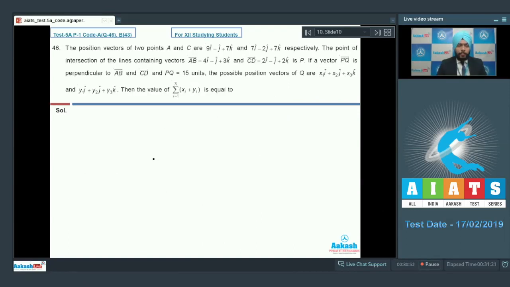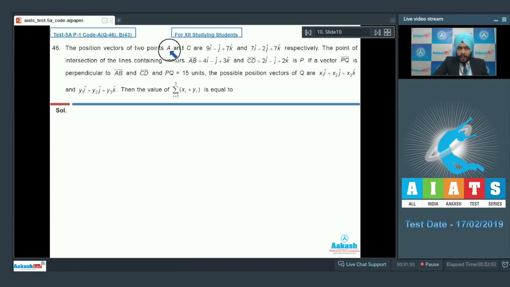Question number 46 says that the position vectors of 2 points A and C are 9i cap minus j cap plus 7k cap and 7i cap minus 2j cap plus 7k cap respectively. The point of intersection of the lines containing AB vector and CD vector is P. So we have the lines containing AB vector 4i cap minus j cap plus 3k cap and CD vector 2i cap minus j cap plus 2k cap is P.